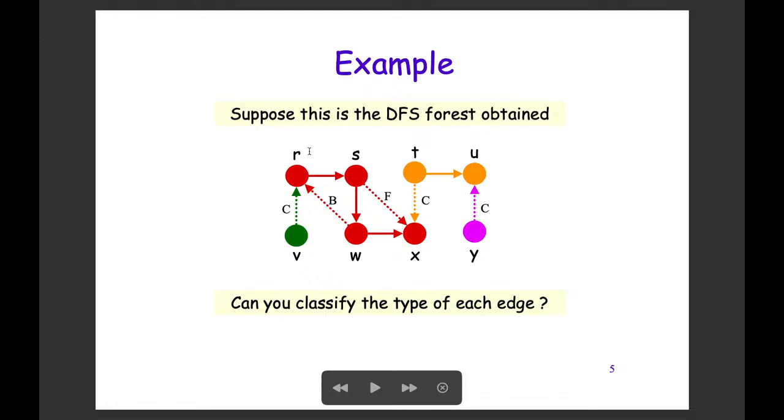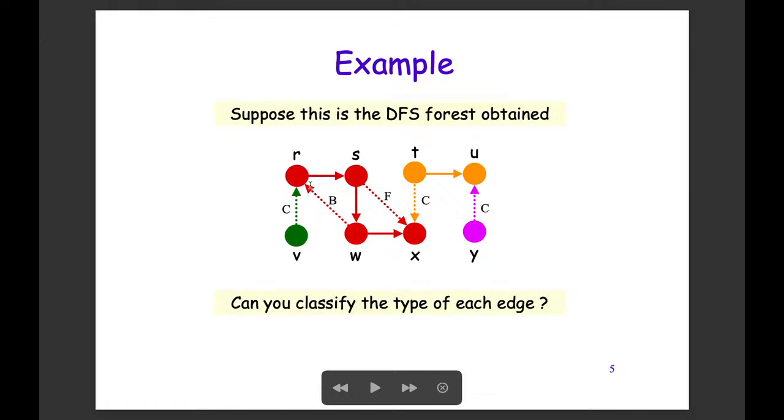And now we can talk about the remaining edges. They are not appearing in the DFS forest, but still we can give them some name. First of all, what is a back edge? A back edge is pointing from some node in a tree. There are a couple of trees: the green tree, the red tree, the orange tree, and the purple tree, right?